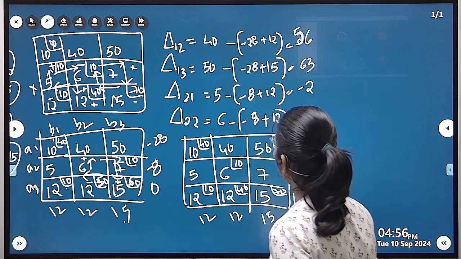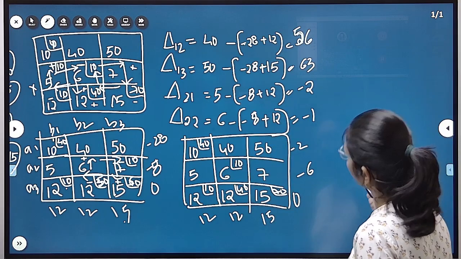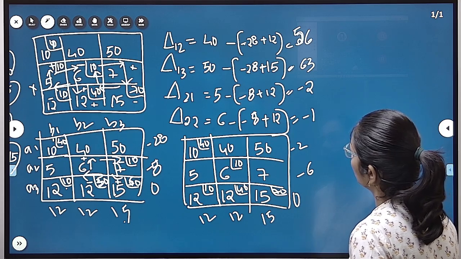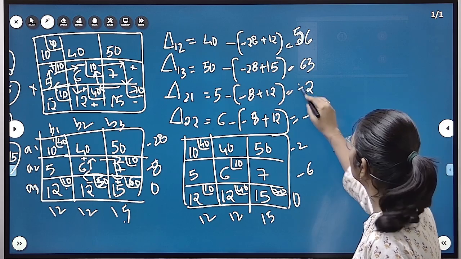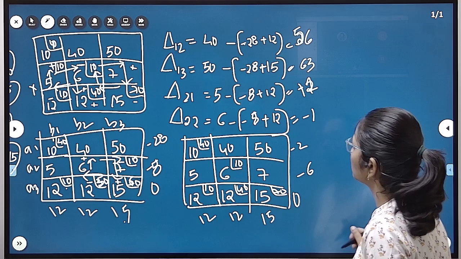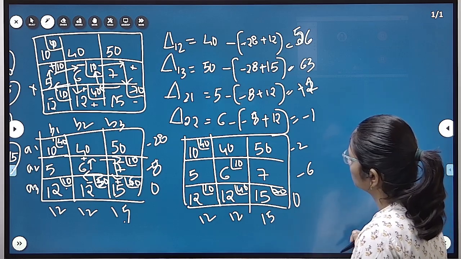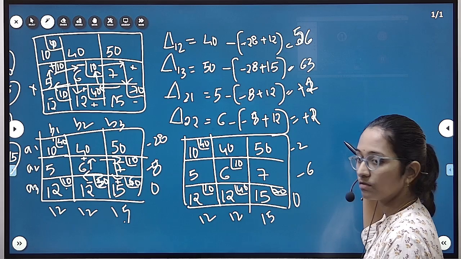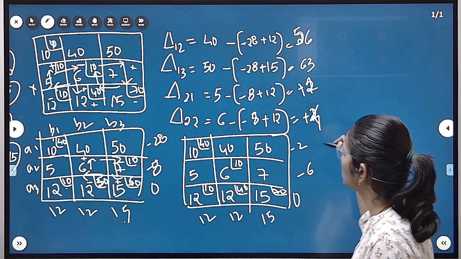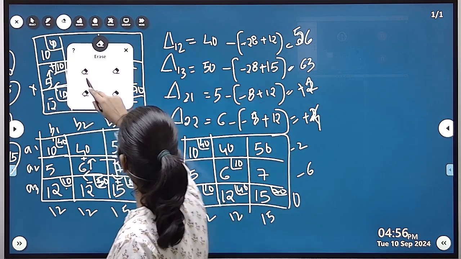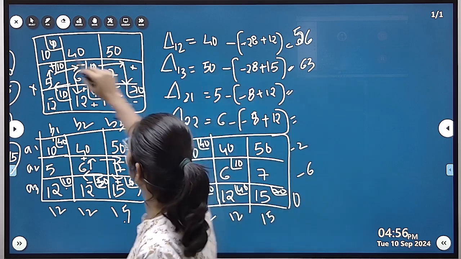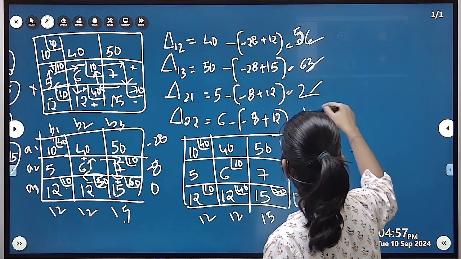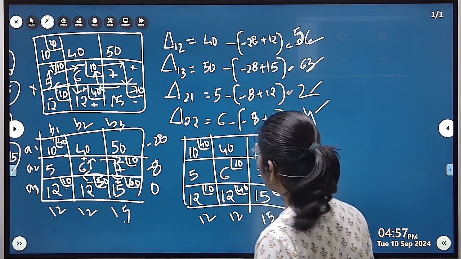So now tell me, will you get any positive values? Here plus 1. So it is plus 1 now. Plus 2. 4. So is everyone getting these values? Plus 2 and 4. So it's 2 and 4. So now the values are positive, right? Once again check it.